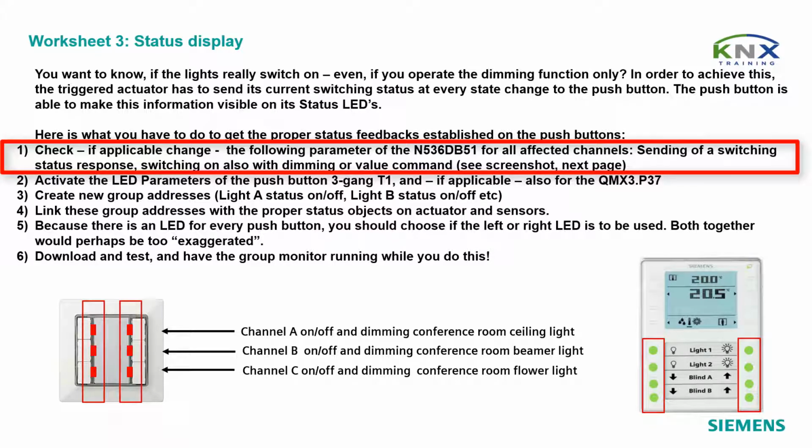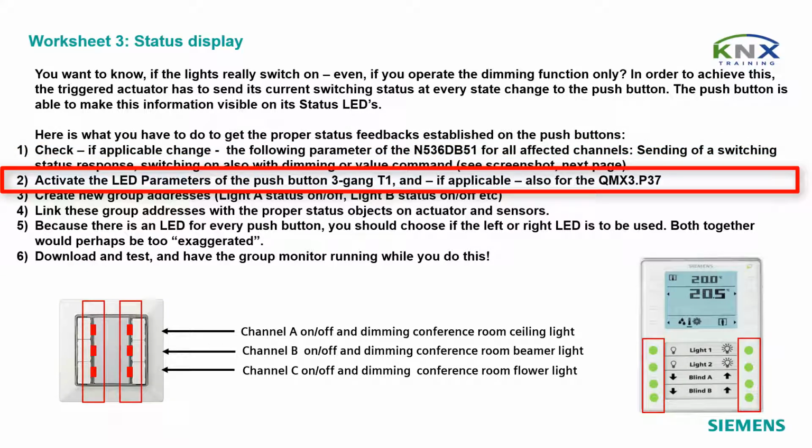1. Check, and if applicable, change the following parameter of the N536dB51 for all affected channels: Sending of a switching status response, Switching on also with dimming or value command. See screenshots next page. 2. Activate the LED parameters of the push button tree gang T1 and, if applicable, also for the QMX tree P37.